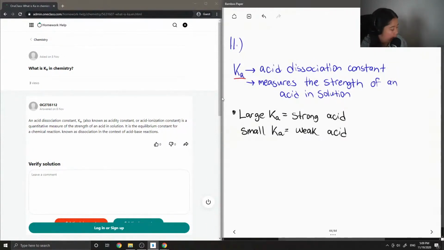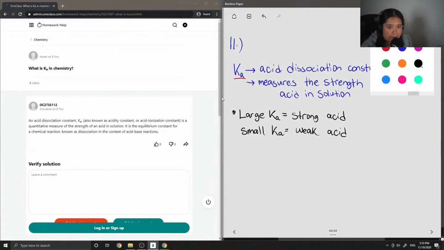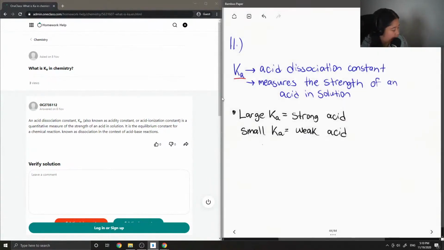So a way to calculate for the Ka is, let's say we had just a generic acid, HA, dissociating into its ions, H plus, plus A minus, to find Ka. It is the concentration of our conjugate base, which is A minus, times the concentration of our conjugate acid, which is H plus, divided by the concentration of the acid.